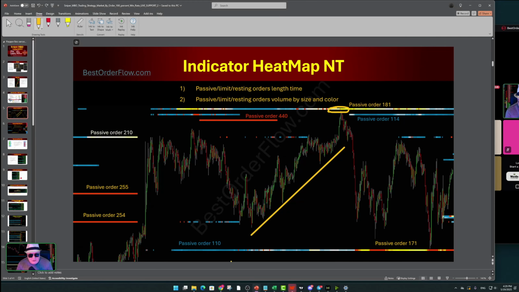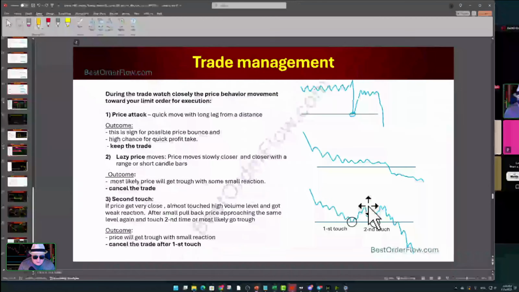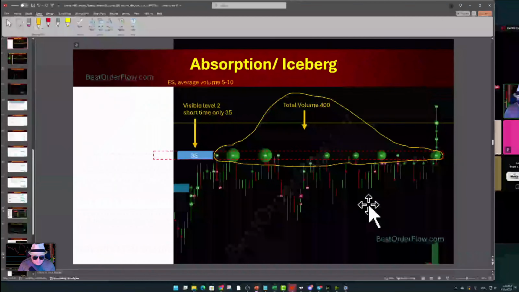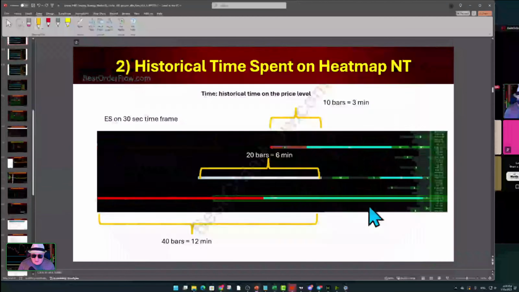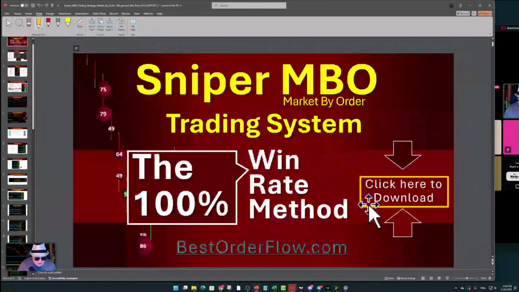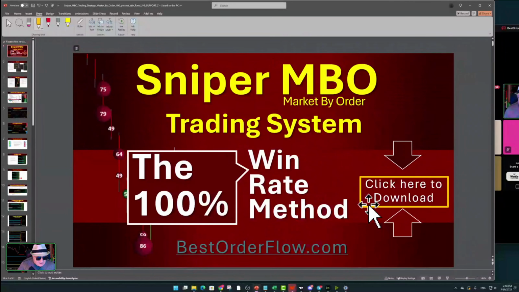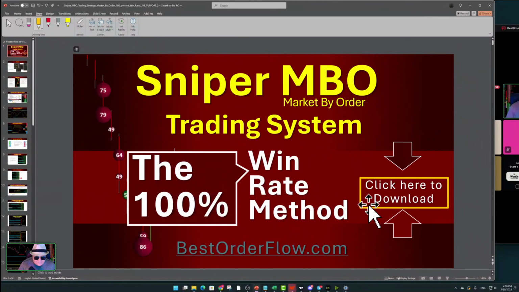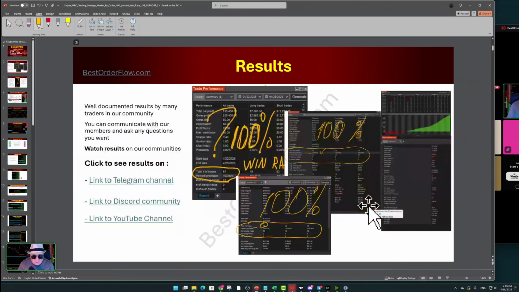Guys, the beauty of the Sniper MBO is I have only one single idea, just one single freaking idea. And what is this? No, let me go to the very beginning, okay? One single idea. That's why it's really only to follow the rules.